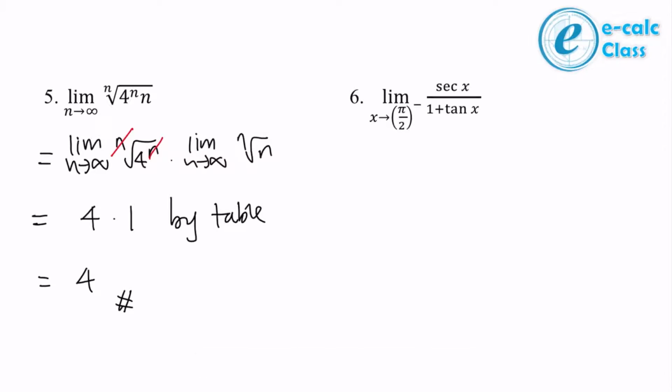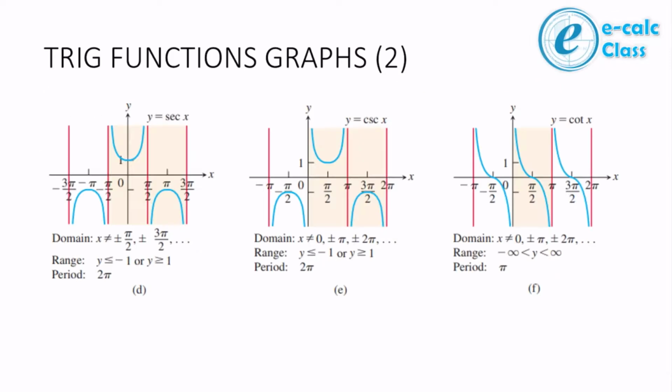Okay, the next one, it's actually one-sided limits, and we have secant over 1 plus tangent x. So what happens if we directly put in pi over 2? And there is a reason why it has to be approached from the left. Okay, so if we put in pi over 2 from the left, secant pi over 2 from the left is actually positive infinity. Okay, right? Let me show you the graph. Secant pi over 2 from the left is positive infinity.